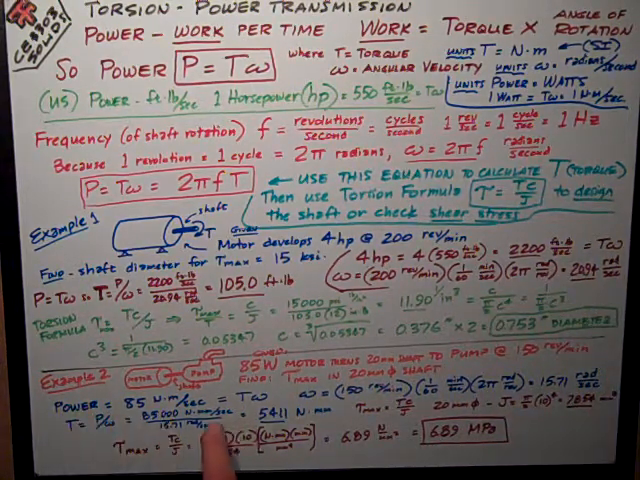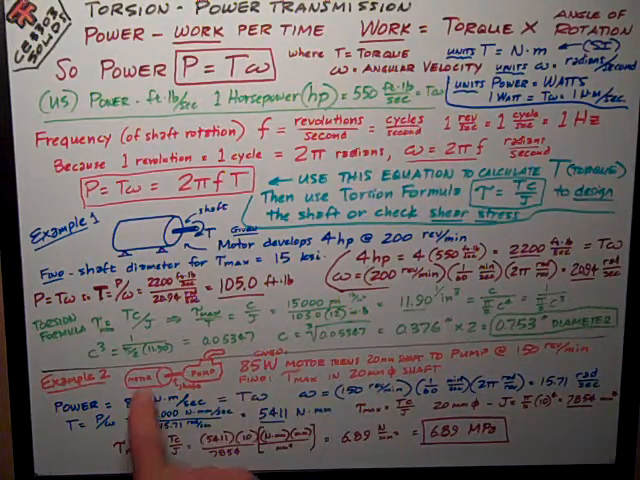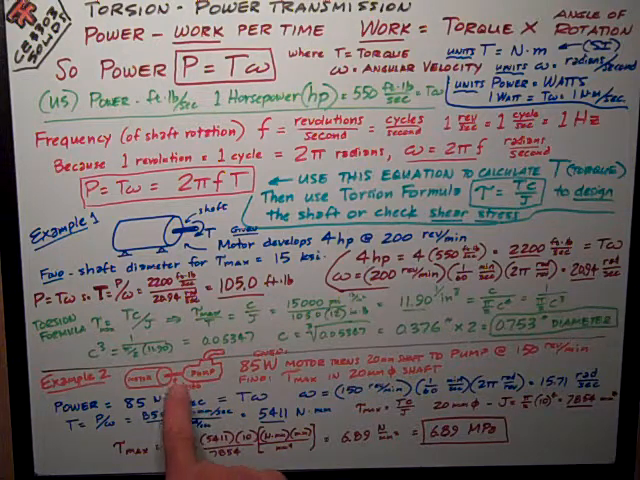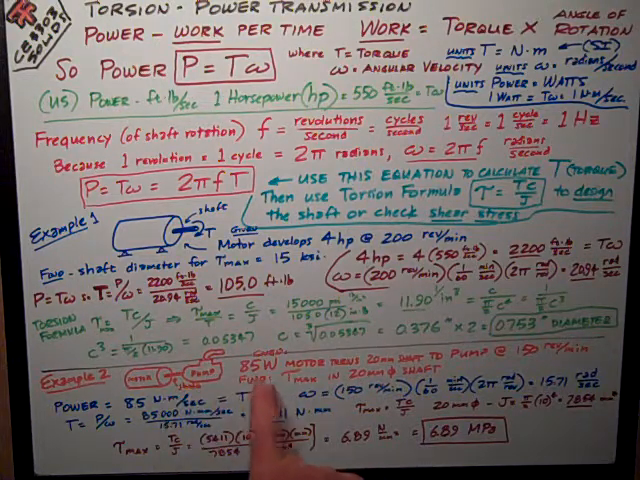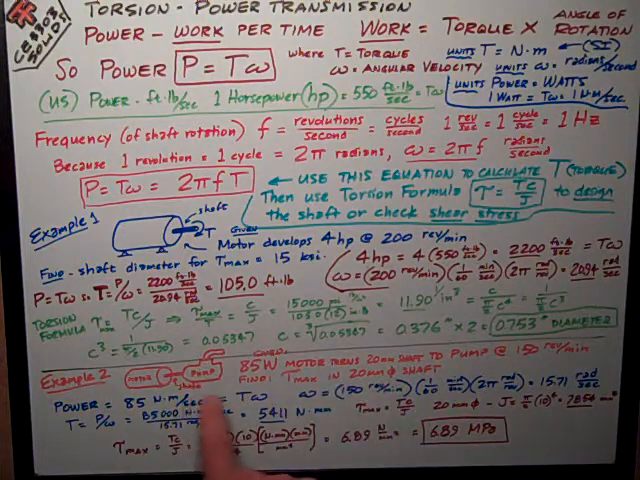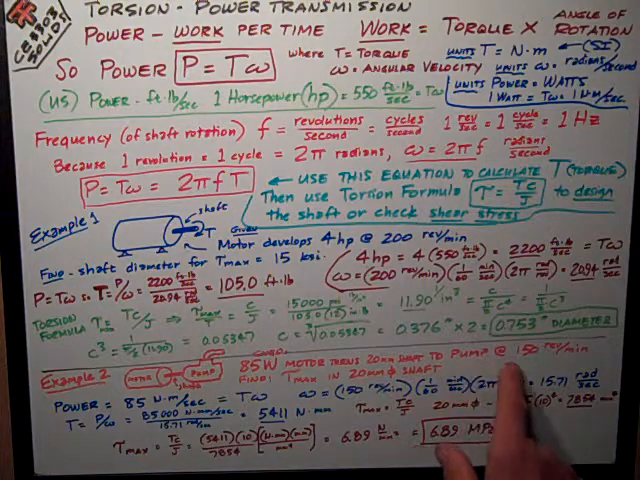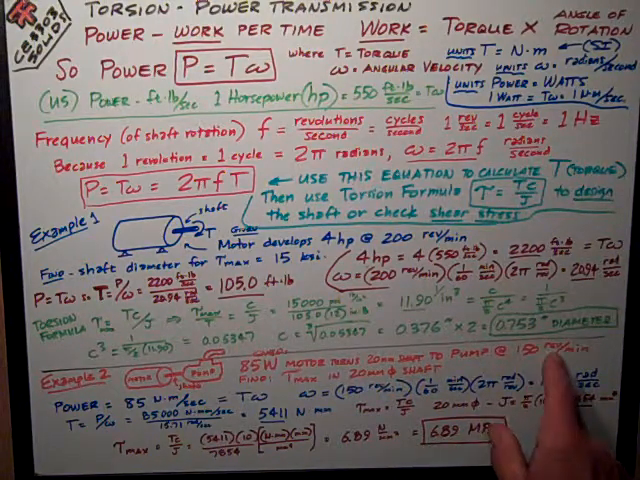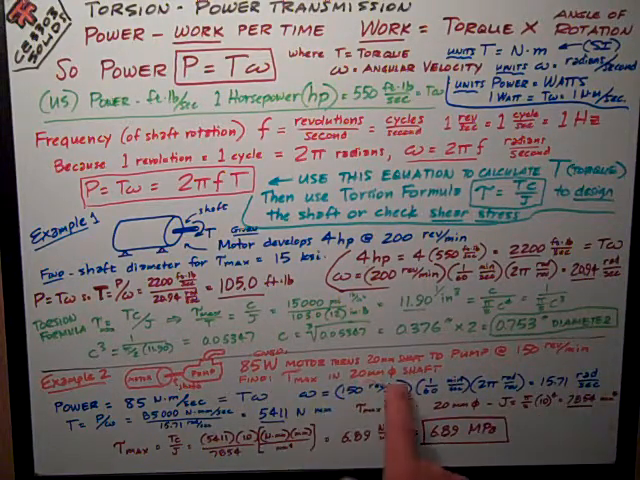Another example using the SI system and watts and meters and such. I have a motor driving a pump through a transmission shaft, and I say I have an 85 watt motor turning a 20 millimeter diameter shaft to the pump at 150 revolutions per minute. I want to find the maximum shear stress in the shaft.